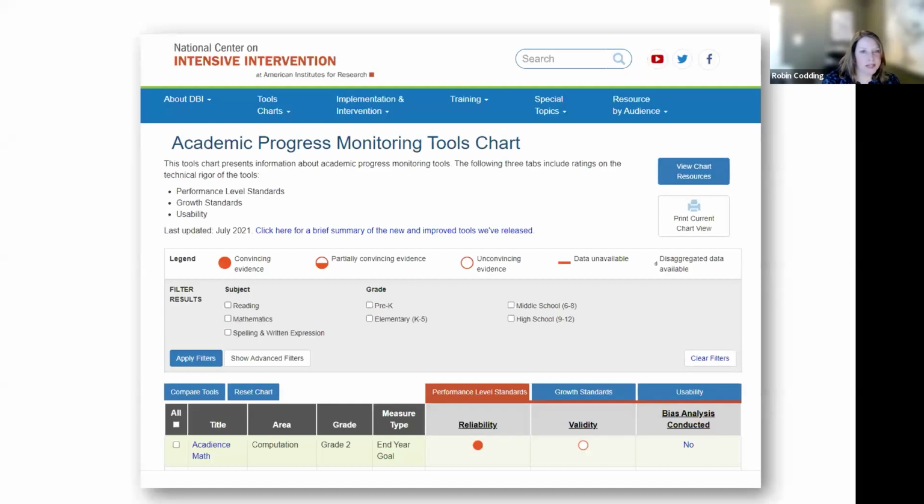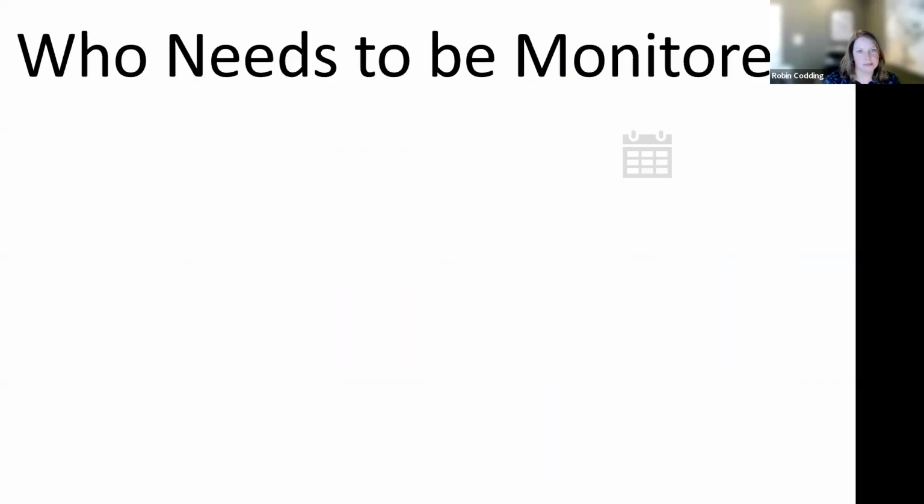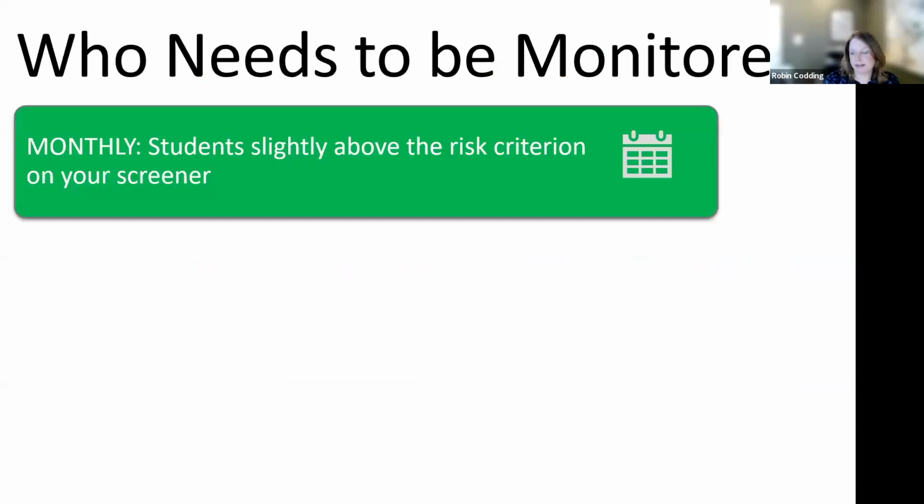Once again, we can find appropriate progress monitoring tools using the tools chart on the National Center for Intensive Intervention. And again, you can compare different tools in terms of reliability, validity, and usability. You can look at growth standards, which again, we said is one of the things that's really different about progress monitoring compared to screening or instructional planning. So I just want you to be aware of that.